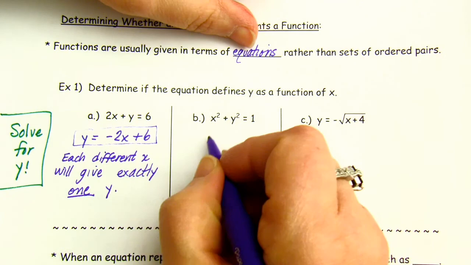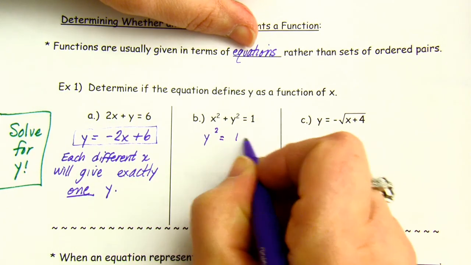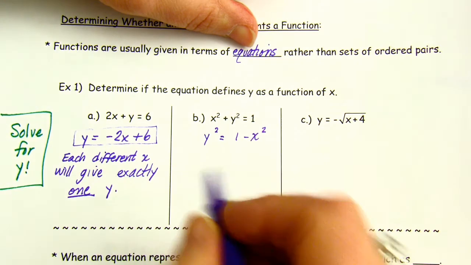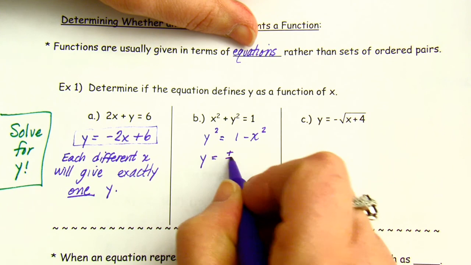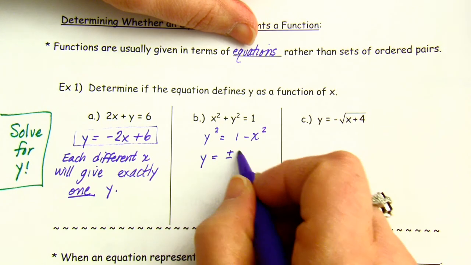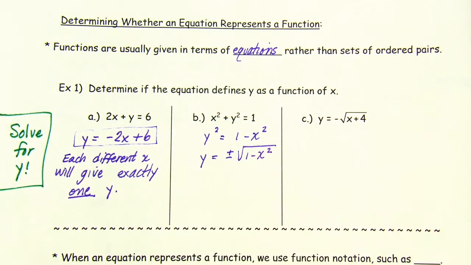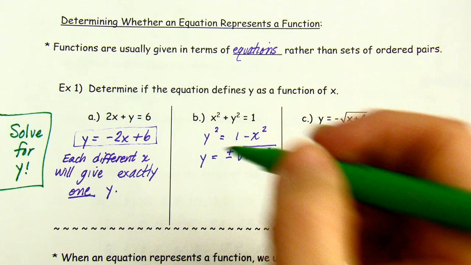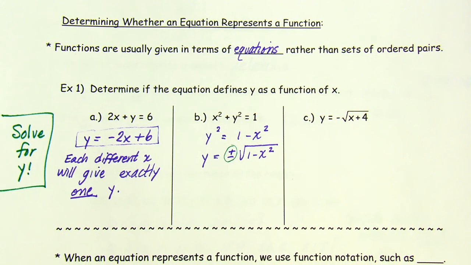So we do y squared equals 1 subtract x squared. Take the square root to get rid of the squaring. y equals positive, negative. Remember, when you square root to remove squaring, it's always plus or minus. The square root of 1 subtract x squared. And do you see this little thing right here? That plus or minus means the same x is paired with two different y's.